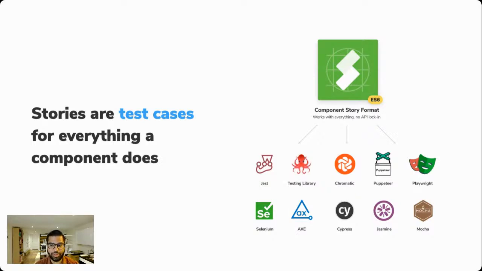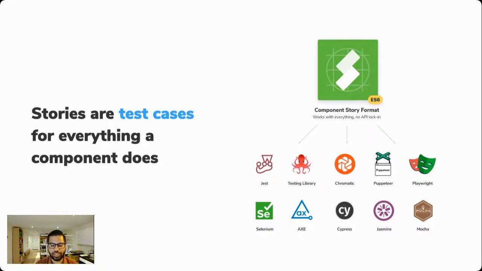Now, Storybook already helps you to run visual tests with tools like Chromatic. You can run accessibility tests by pairing it with Axe, or even run interaction tests by importing stories into a test file using Jest and Testing Library. So today, I want to focus on one particular type of testing, that is interaction testing.